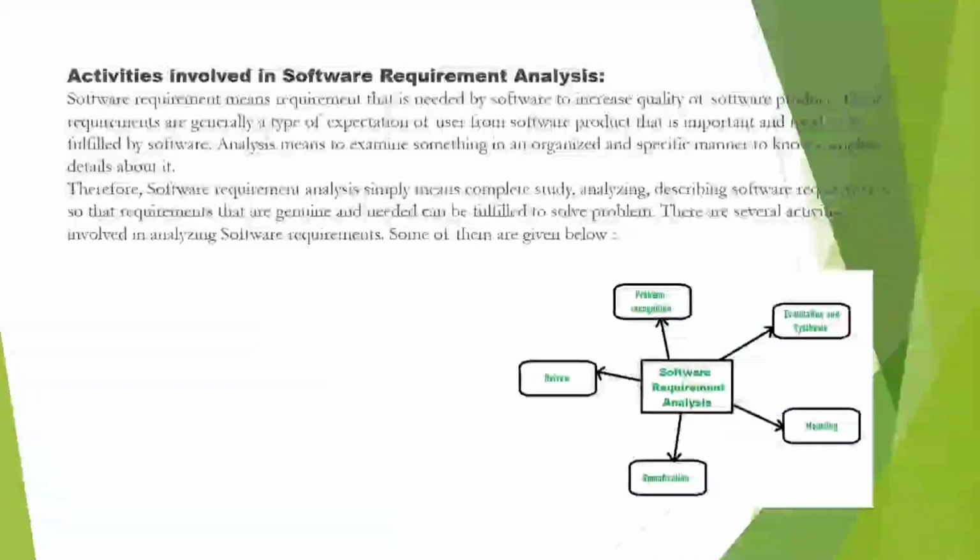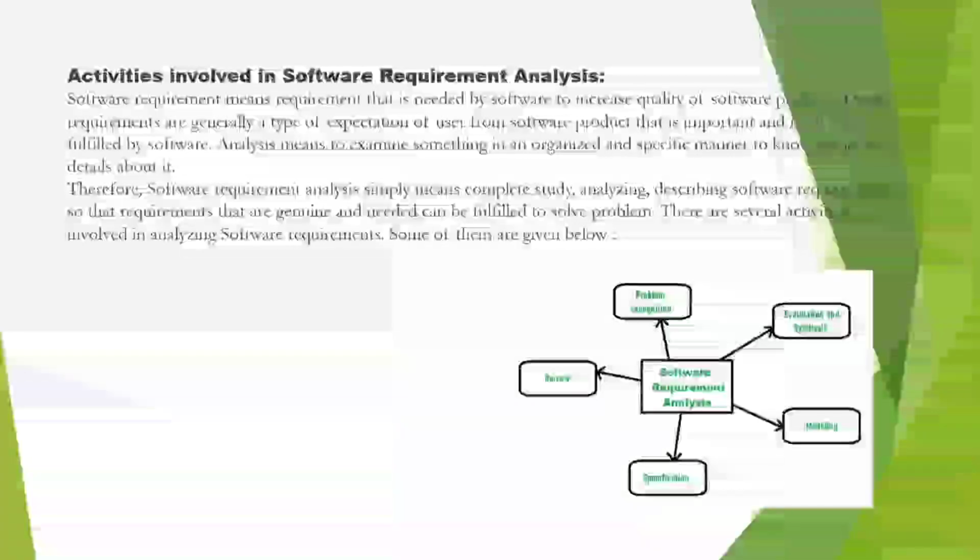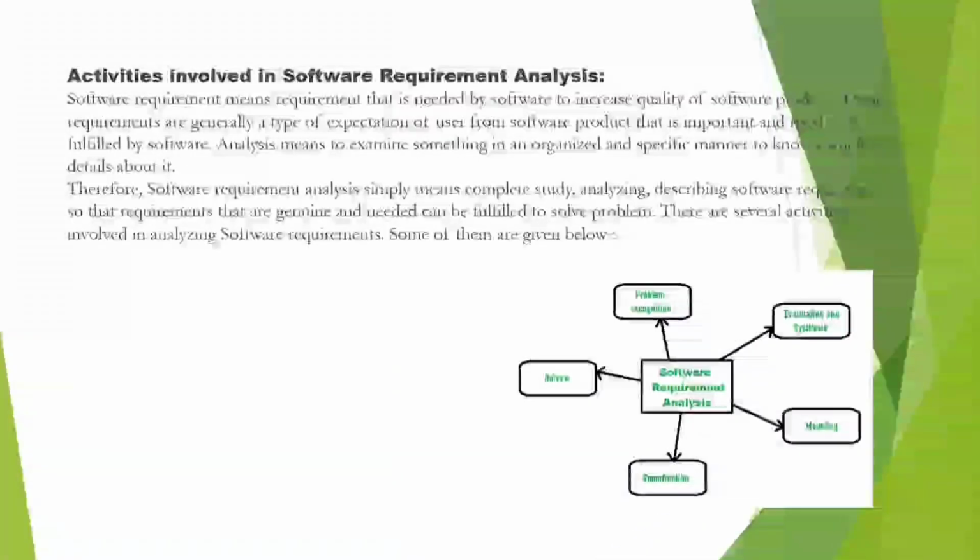Activities involved in software requirement analysis. Software requirement means a requirement that is needed by software to increase the quality of the software product. These requirements are generally a type of expectation of the user from the software product that is important and needs to be fulfilled by software. Analysis means to examine something in an organized and specific manner to know complete details about it. Therefore, software requirement analysis simply means studying, analyzing, and describing software requirements so that requirements that are genuine and needed can be fulfilled to solve problems.